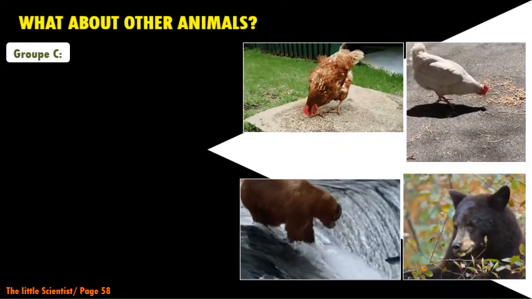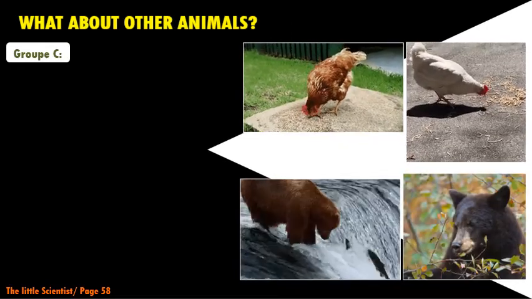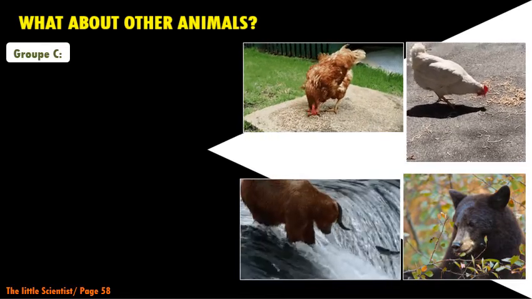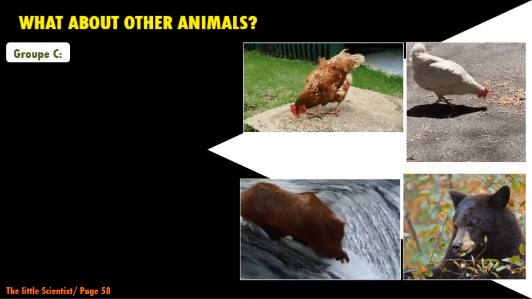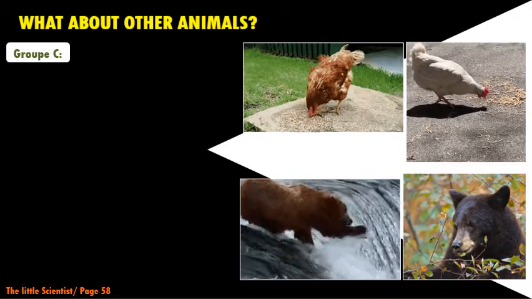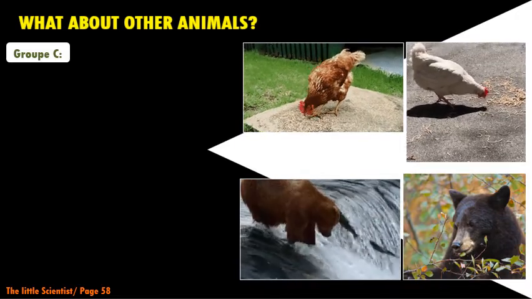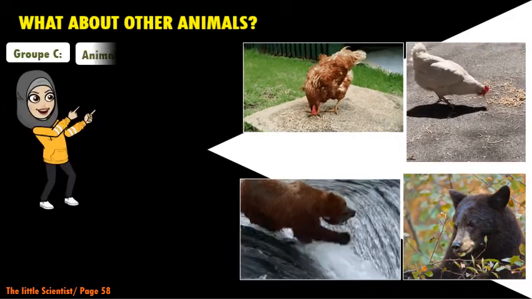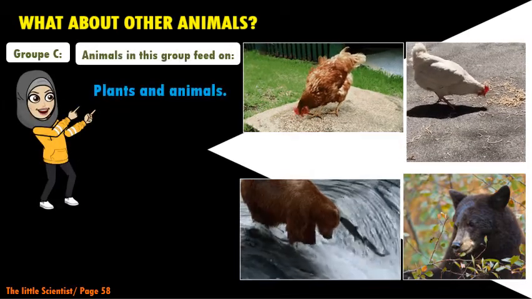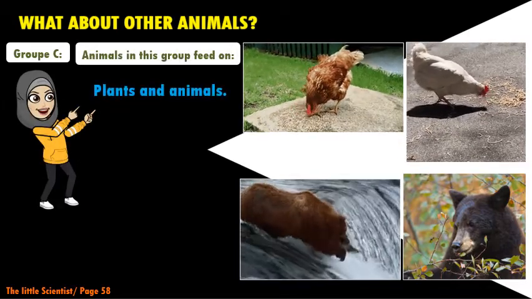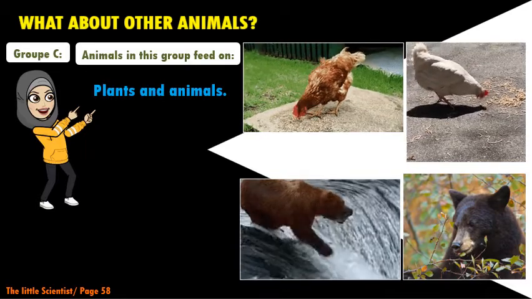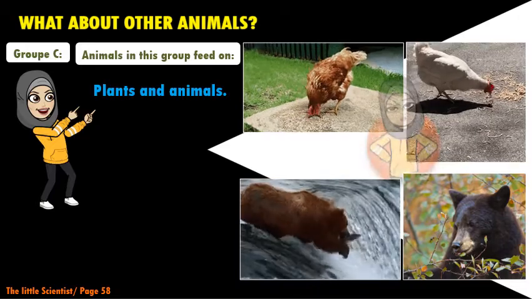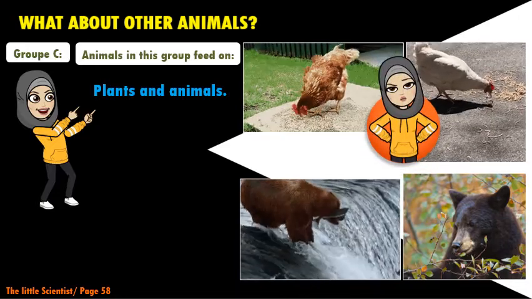What about the brown bear? In the GIF document, in the first picture, the brown bear is trying to catch a fish for food. In the second picture, the bear is feeding on plants. So, animals in this group feed on plants and animals. The chicken is eating seeds, but the chicken also eats earthworms.